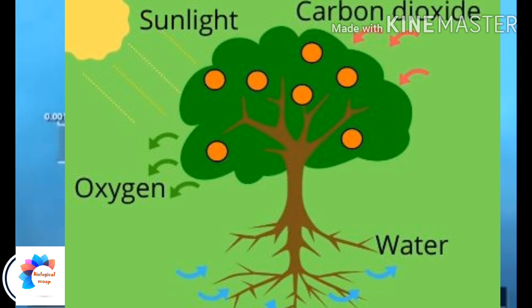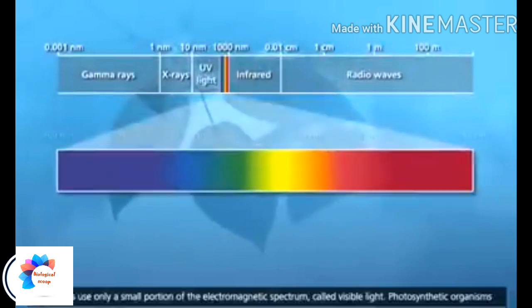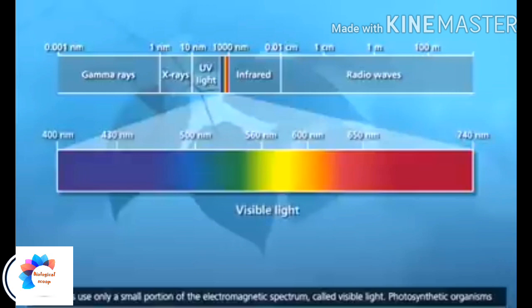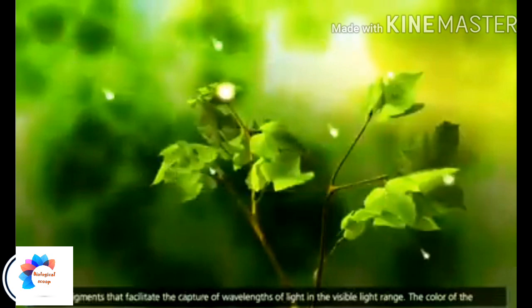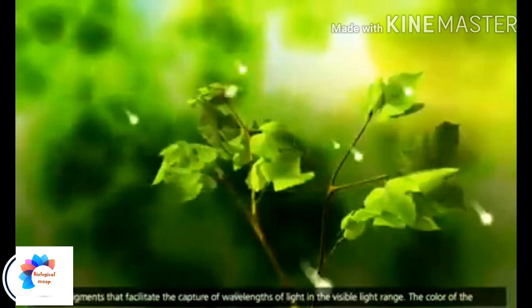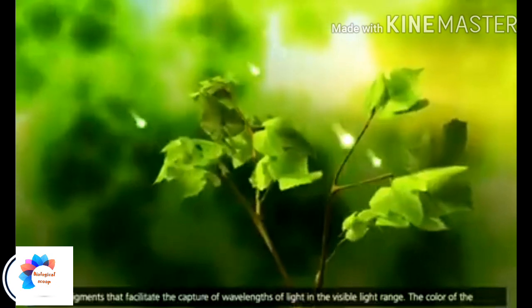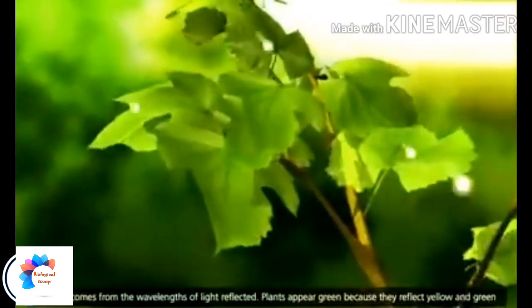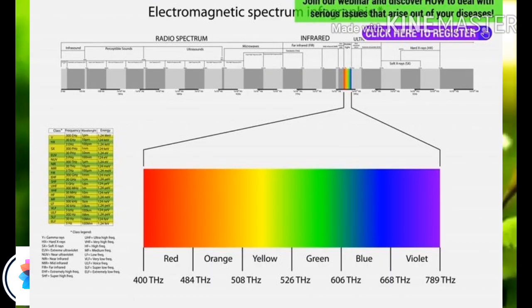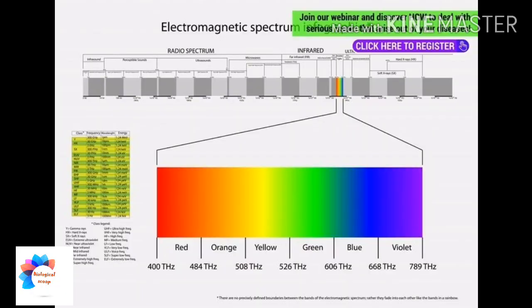But if we go thoroughly into this process, the sunlight occurs as wavelengths and reaches the earth's surface as photons. Photons are the small particles, the smallest unit of light. Our visible spectrum ranges from 400 to 740 nanometers. Nanometer is the unit of wavelength. In this way, the sunlight falls upon the earth's surface in the form of VIBGYOR, as we all know, the rainbow colors.